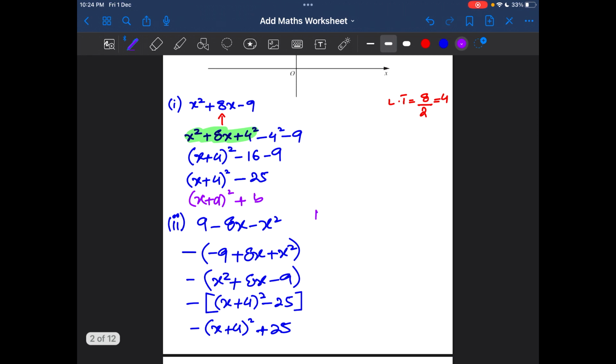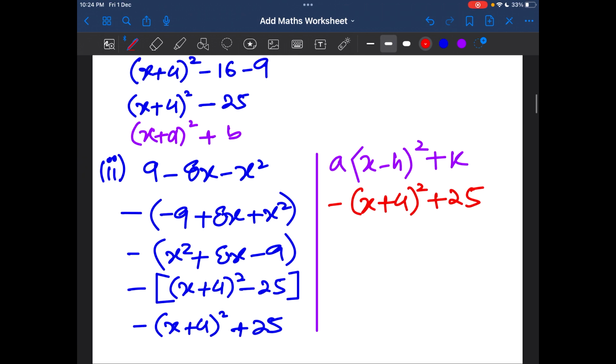Now we have a completing square form, which is a into x minus h whole bracket square plus k. This is the standard completing square form. And if you compare this with the equation that we have here, which is minus x plus 4 whole bracket square plus 25.